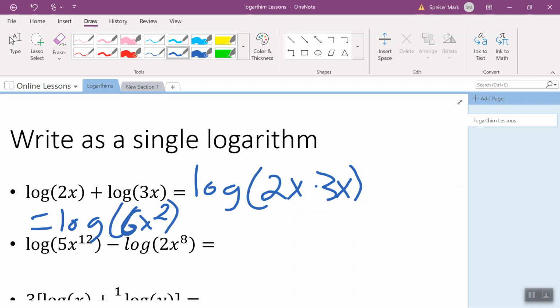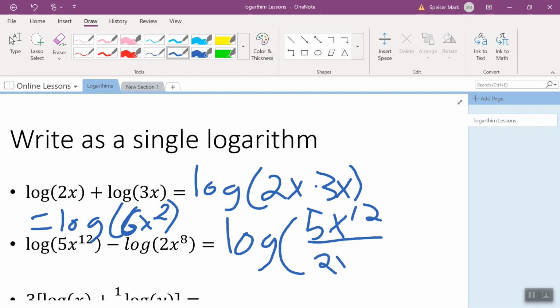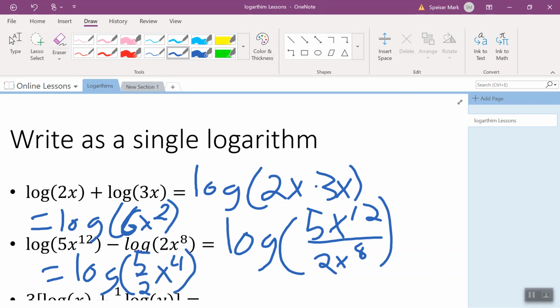Okay, same thing here. You have log of 5x to the 12th minus log of 2x to the 8th. You rewrite it as a log of a fraction. So 5x to the 12th over 2x to the 8th. When you divide exponents, you subtract. So we have log of 5/2 x to the 4th.